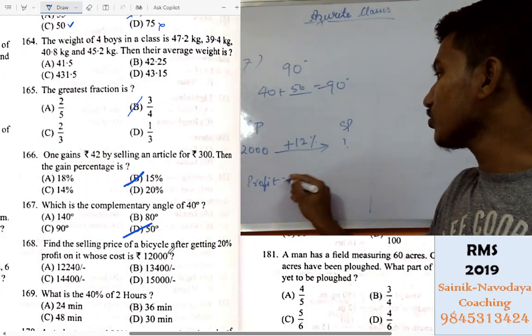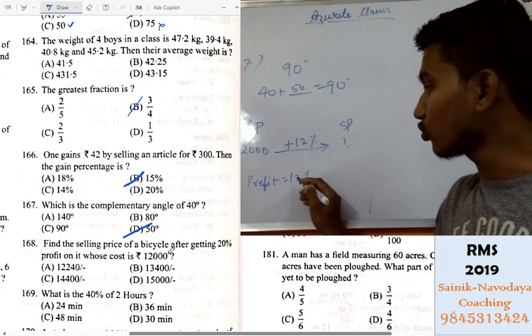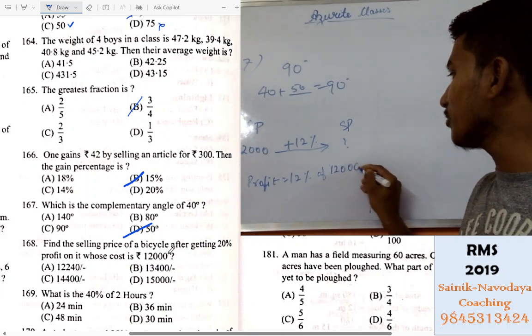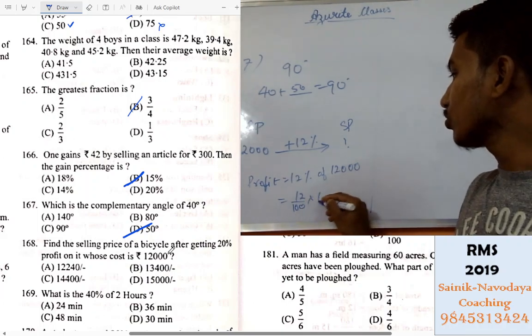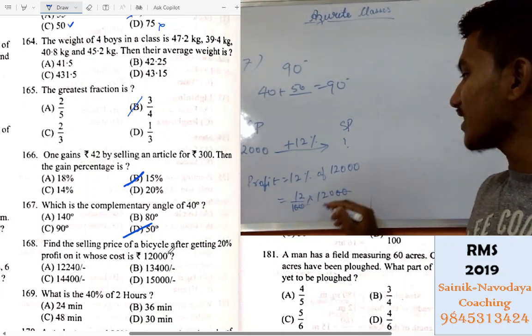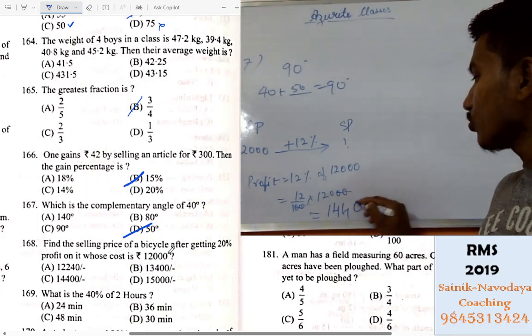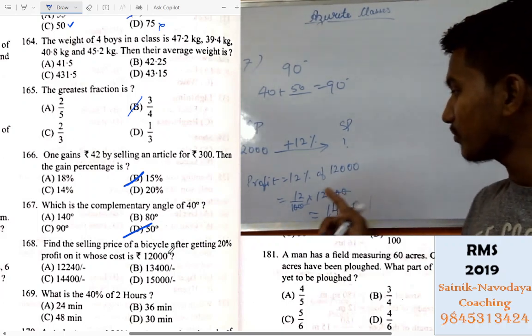So the profit is 12%. That is gain. Gain and profit are both the same. So 12% of what? 12,000. So 12,000 will be how much? 12 divided by 100 into 12,000. If you cancel 2 zeros, it will be 12 12s, which is 144, and 1 zero. So 1440 is the answer. That 1440 is the profit.